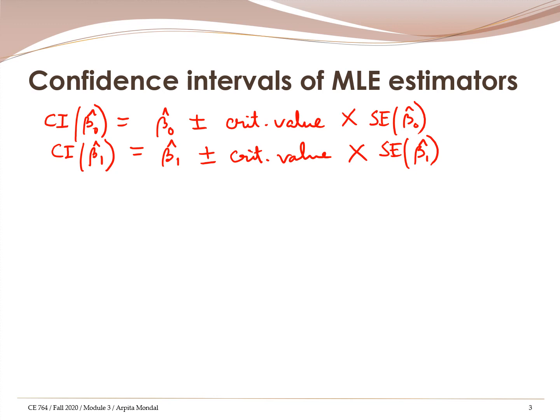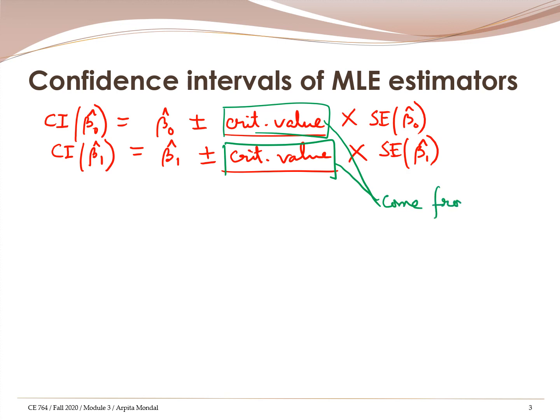In the case of simple linear regression, please recall that for getting the standard errors of beta naught hat and beta 1 hat, we use an estimate of sigma square. The sigma square hat that we use is also an estimator because the true sigma square is not known. Because of this reason, these two critical values for simple linear regression come from the student's t distribution, and that's because the true sigma square is unknown.